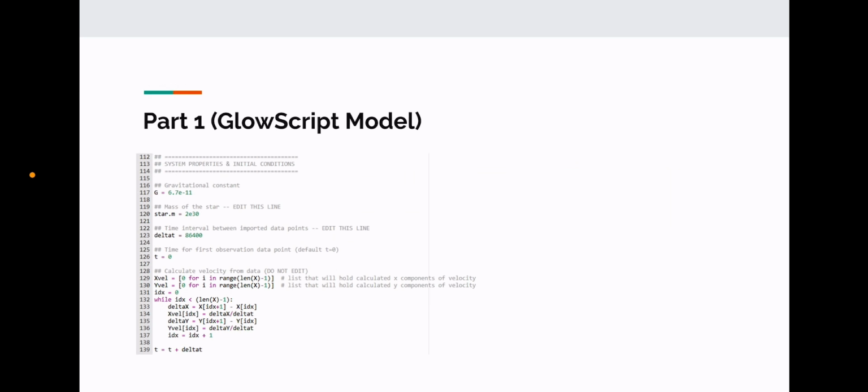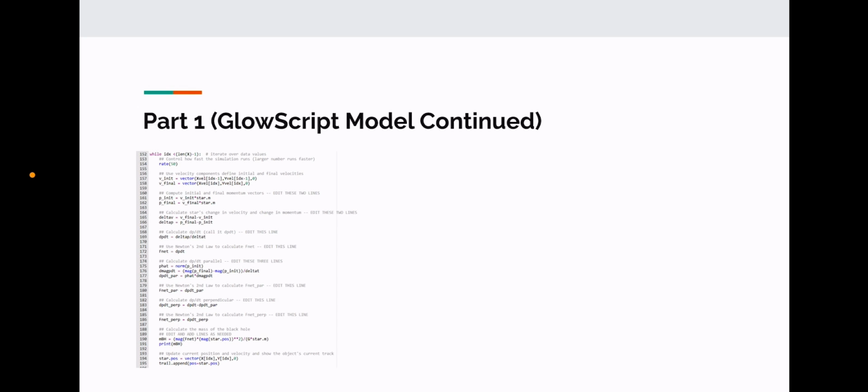Part 1, GlowScript model. In this section of the code, we just defined all of our variables. So we have G, the mass of the star, and then delta t. That delta t is just the time of 1 day in seconds. On line 139, the updated time is the initial time plus delta t, so every 1 day, the time gets updated.